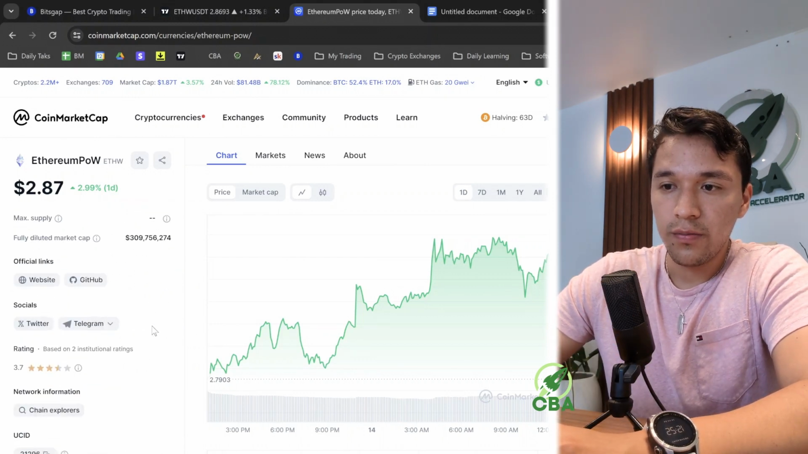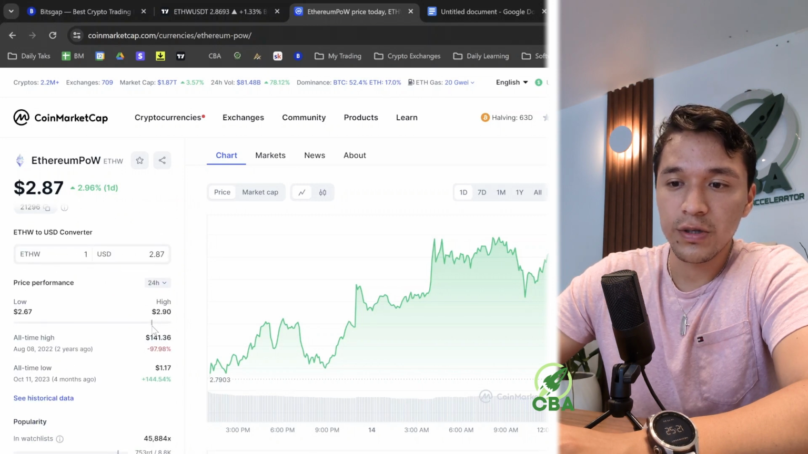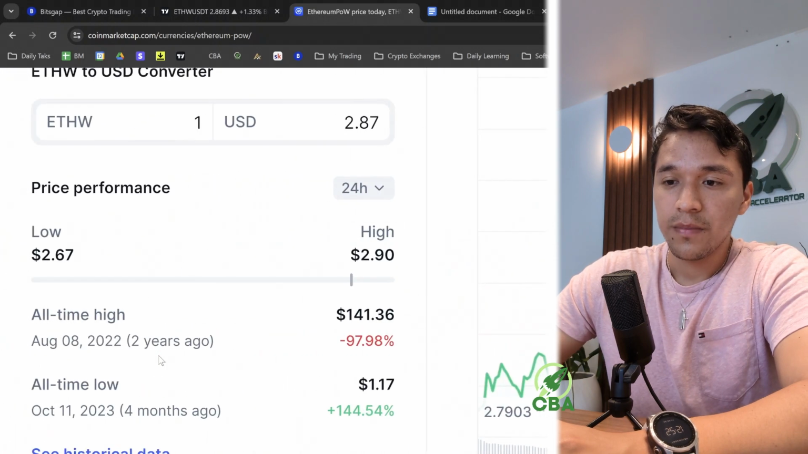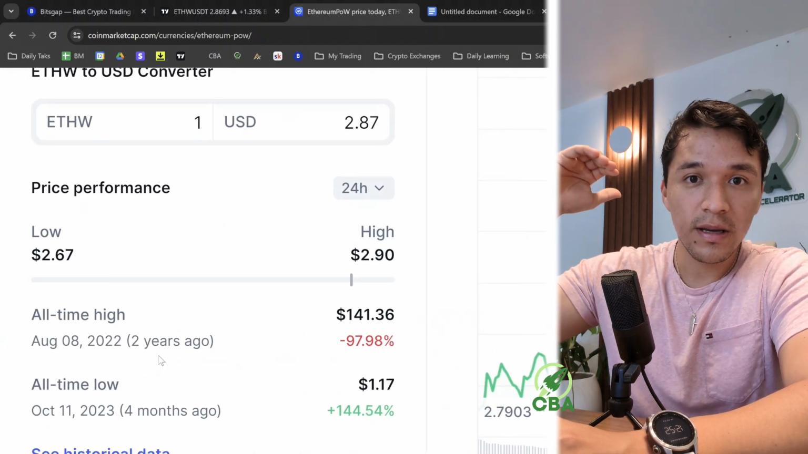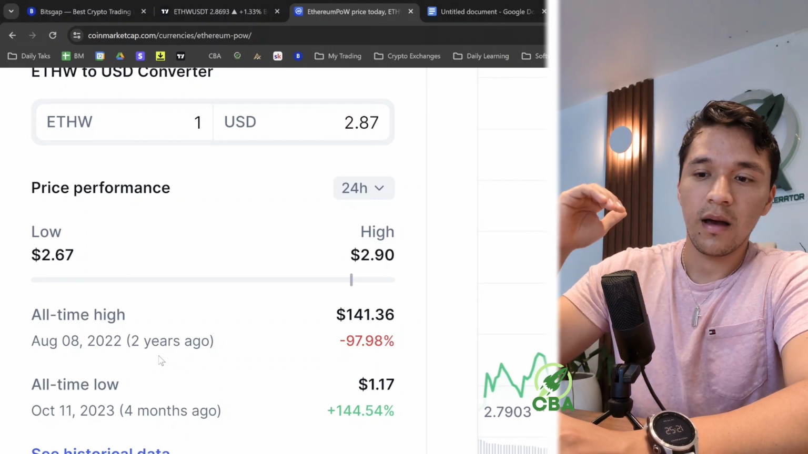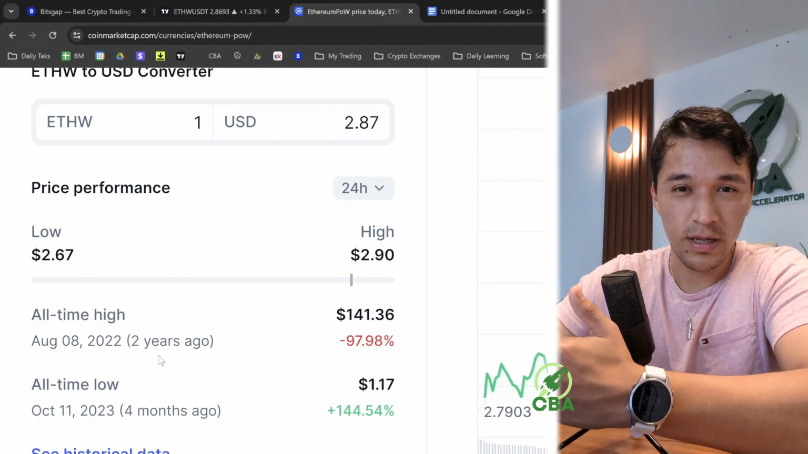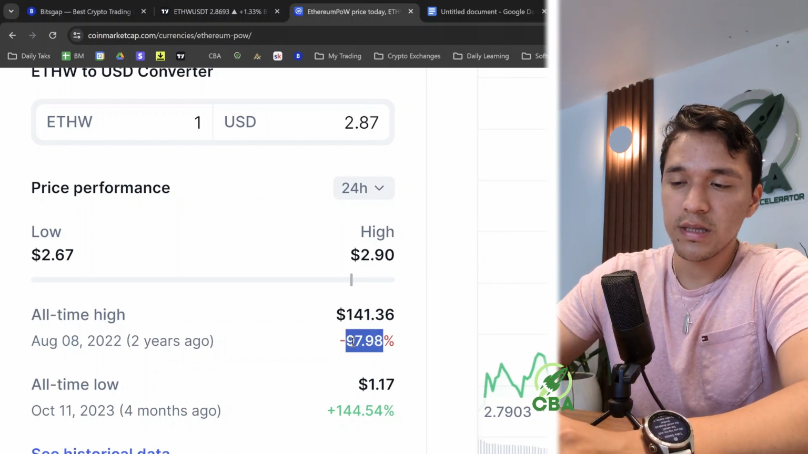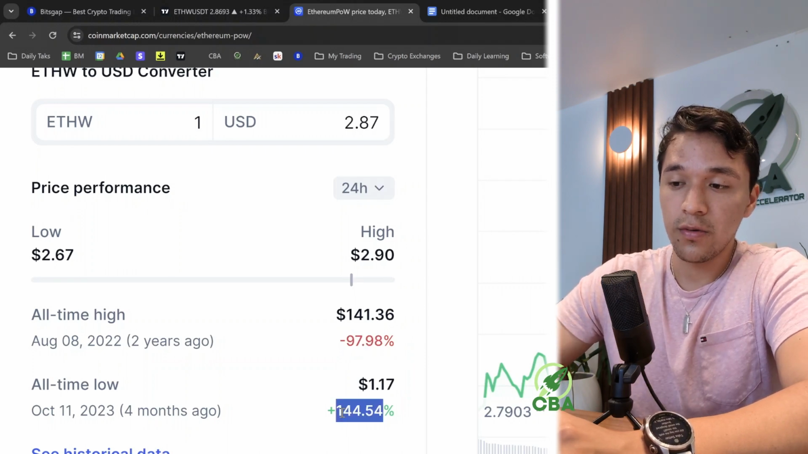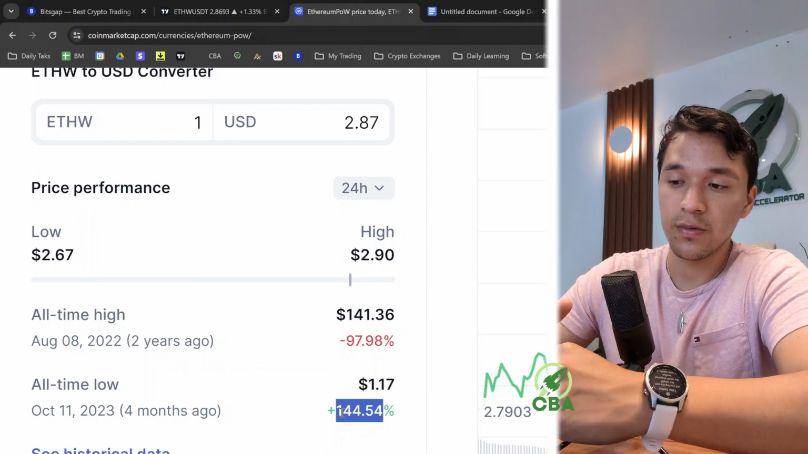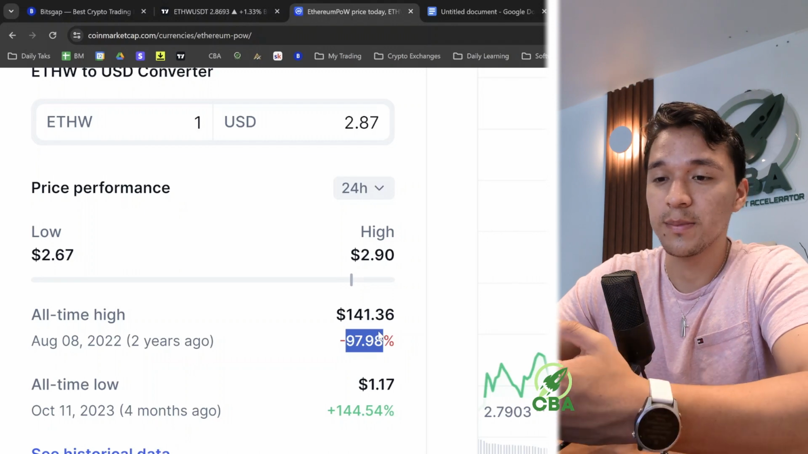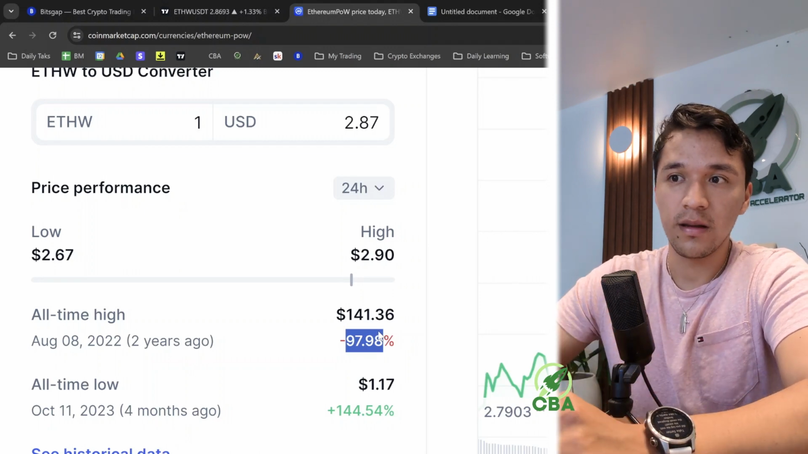Then I can scroll down more and I'm gonna be looking for something called all-time high and all-time low. Ideally, I want something that is not relatively close to the all-time high and is kind of in the middle between the all-time low and all-time high, if that makes sense. Okay, so in this example, all-time high is 97% lower and the all-time low has increased about 144. So there is quite a difference here, but we are definitely not close to the all-time high, which gives me a good feeling about it.